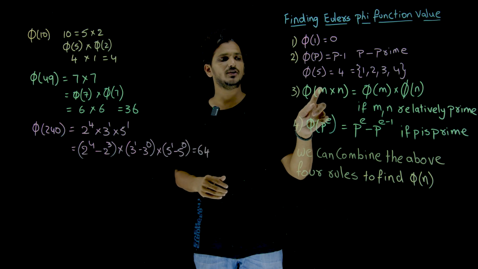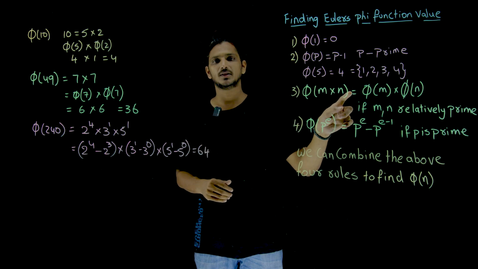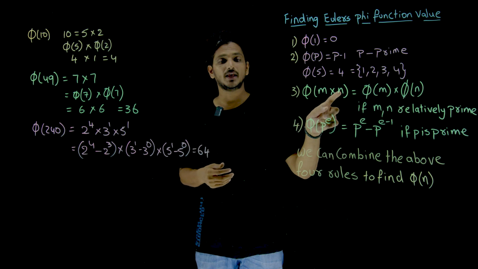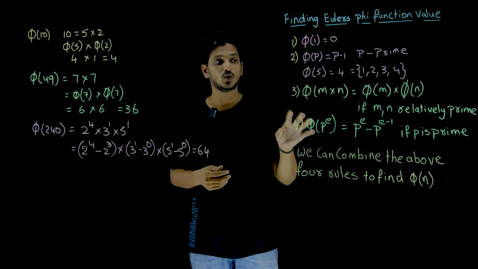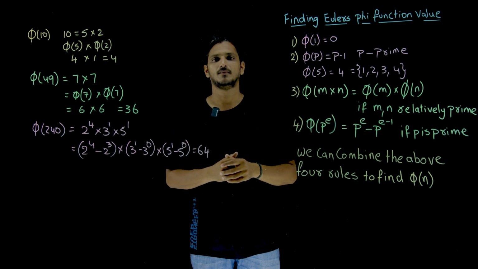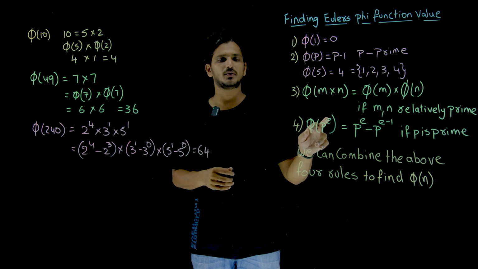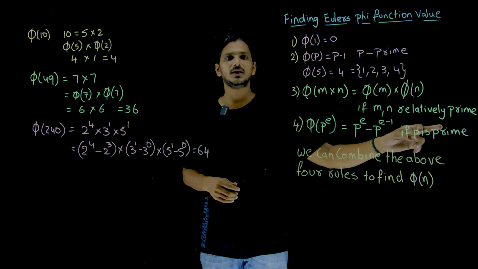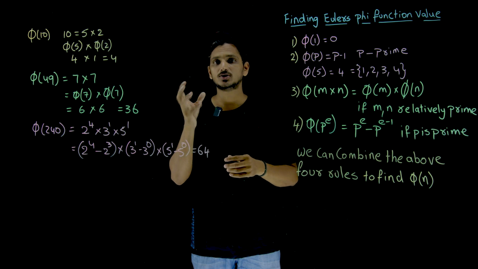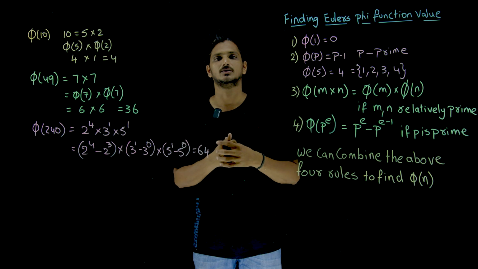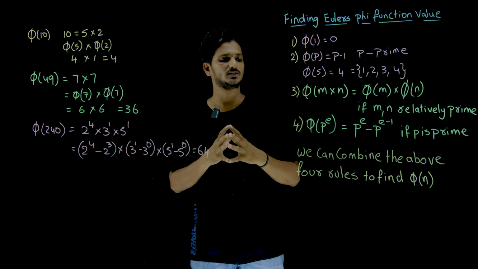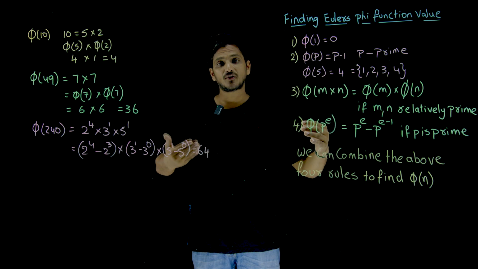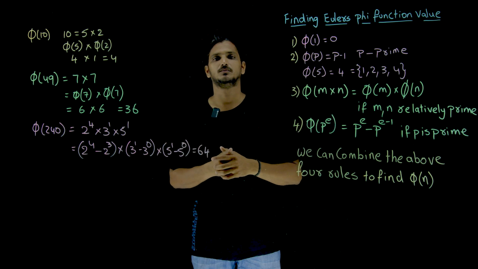Coming to the next one, phi of m multiplied by n can be written as phi of m multiplied by phi of n. When m and n are relatively prime numbers, only then can we apply this formula. Similarly, the next one is phi of p power e, given as p power e minus p power e minus 1, if p is a prime number and e is some integer constant. With examples, you are going to get clarity about this. So we can use any of these 4 formulas in order to identify the phi of n value.